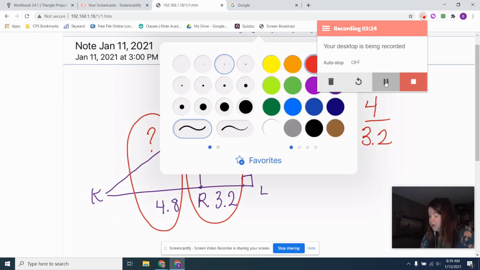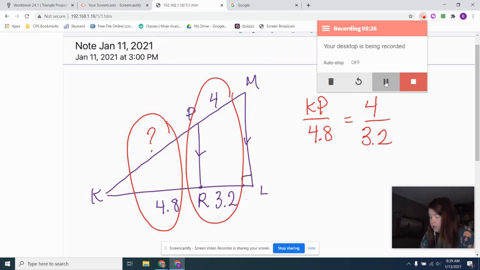One thing I talked about in another video, if you didn't watch it, it's okay, is if this is the thing that you want to solve, then you can use Maui's hook from Moana to solve it. Because technically what you would be doing is 3.2 times Kp is equal to 4 times 4.8. And so what we're going to do now is just solve. We would divide both sides by 3.2.